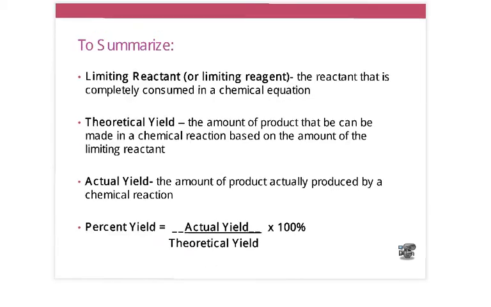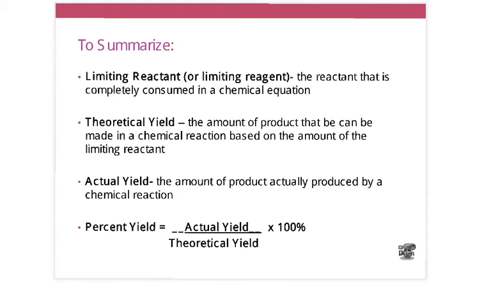Let us summarize what we've just learned about pancakes and about chemical reactants, and then we will do a couple of examples to understand how this applies to chemical reactions. So the limiting reactant, or the limiting reagent, is the reactant that is completely consumed in the chemical reaction. When we make our pancakes, we will not have any flour. Our theoretical yield is the amount of product that can be made in a chemical reaction based on the amount of the limiting reactant. So theoretically, if we have 3 cups of flour, we can make 15 pancakes.